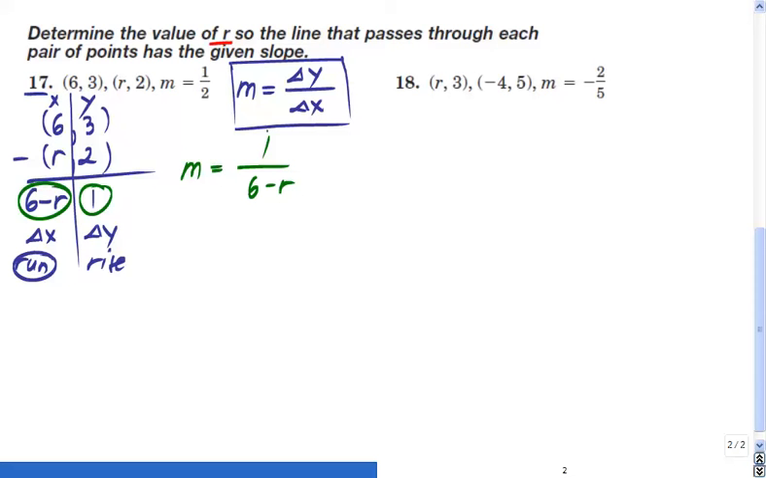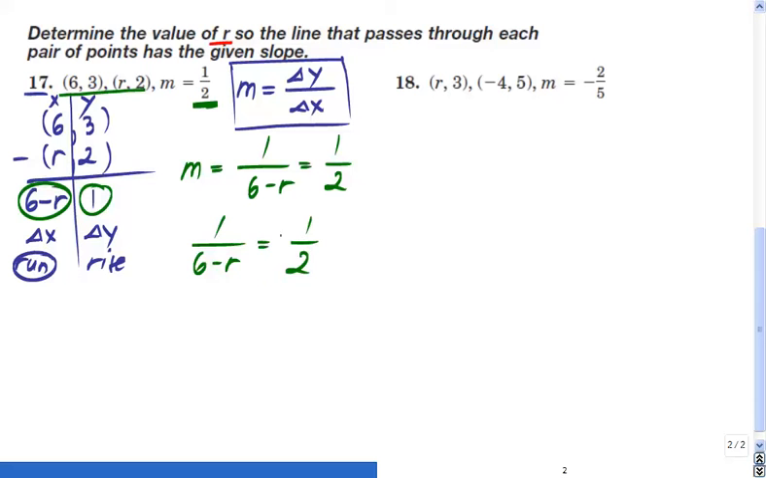Well, this is what I've got by using the coordinates here, right? But the problem is telling you the slope is actually 1/2. So this 1 over 6 minus r is nothing else but 1/2. Okay? So this is your statement now. 1 over 6 minus r equals 1 over 2.